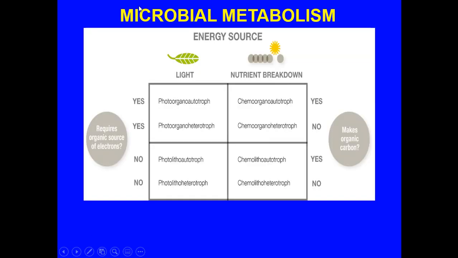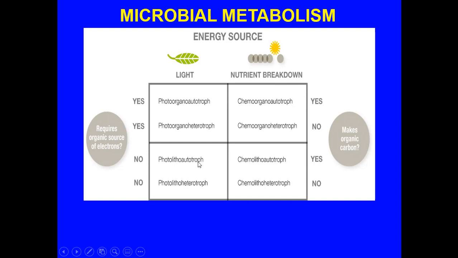Now, this comes down to this nice little chart. How do we define the terms? Well, let's go for the energy source at the top here. They require an organic source of electrons. Do they make organic carbon? Well, let's see. If you have light as your energy source, you will have a photo-organo-autotroph. You could have a photo-organo-heterotroph. The only difference is that autotrophs make their own food, while heterotrophs have to seek other food. Their ATP comes from photosynthesis.